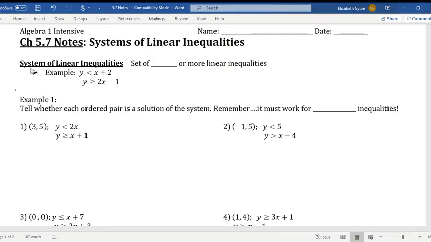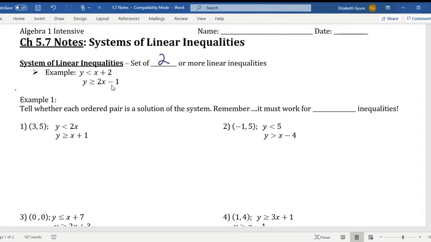So a system of linear inequalities is a set of two or more linear inequalities. So we're going to have two or more equations. For this class, just two. You might see something like y is less than x plus 2, and y is greater than or equal to 2x minus 1. So what we're going to be doing is graphing both equations. Before, we were graphing both equations and seeing where they crossed. This time, we're going to graph both equations and see where our shading overlaps.